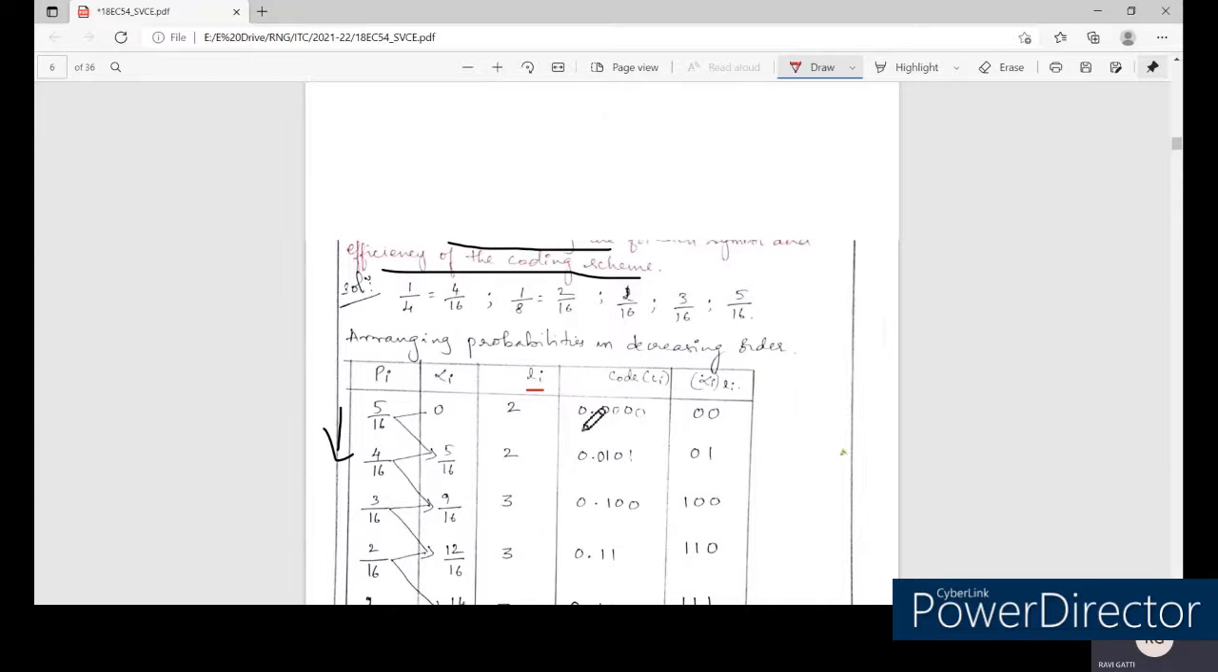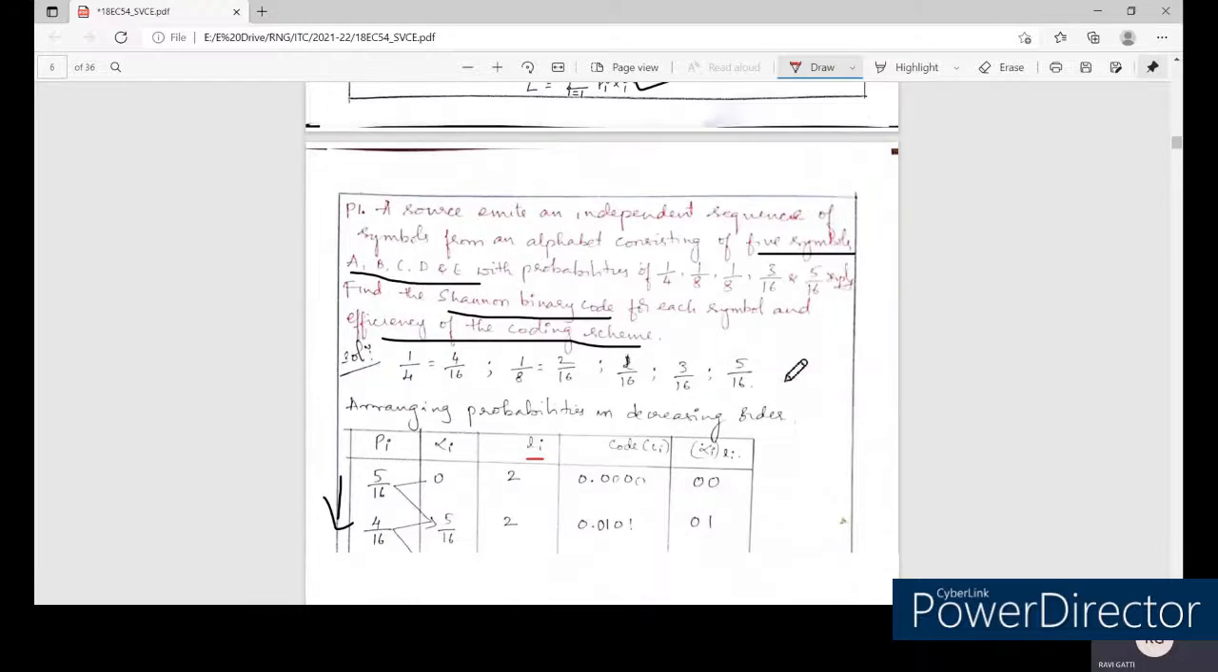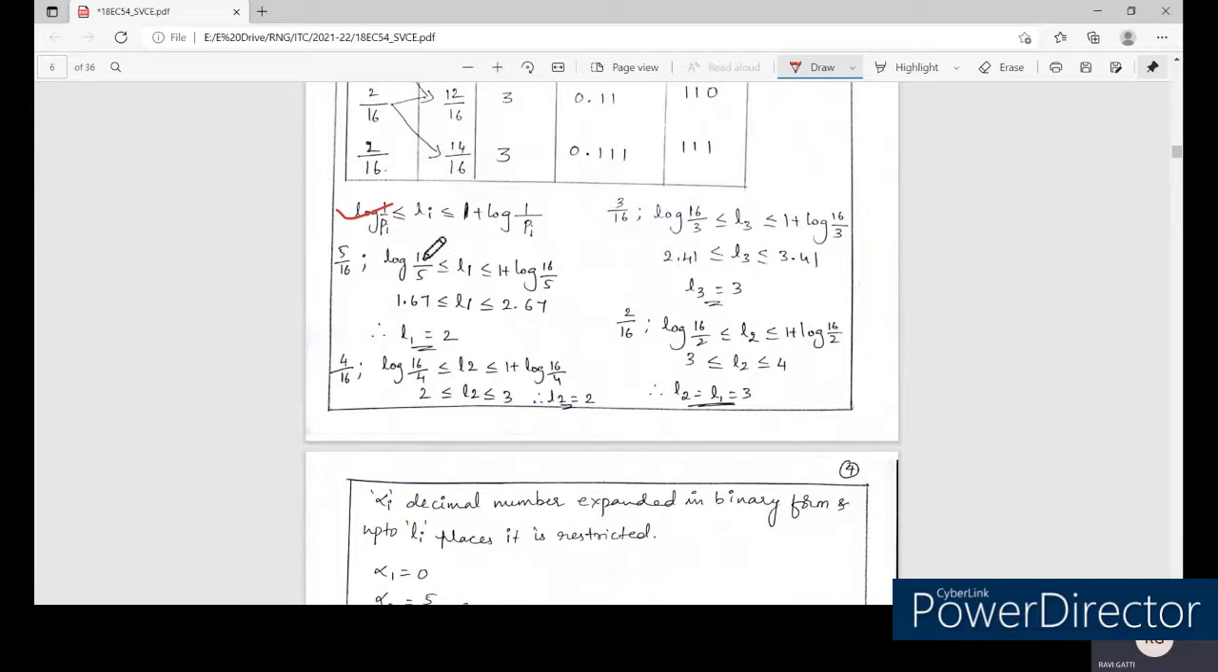So what is the first one they have given you? That is 5 by 16, they have calculated. So that is nothing but log of 16 by 5 less than or equal to Li less than or equal to 1 plus log of 16 by 5. If you do that, you can see here you need to consider this Li to be an integer value which lies between these two values. So if you check this summation value, Li can be 2.